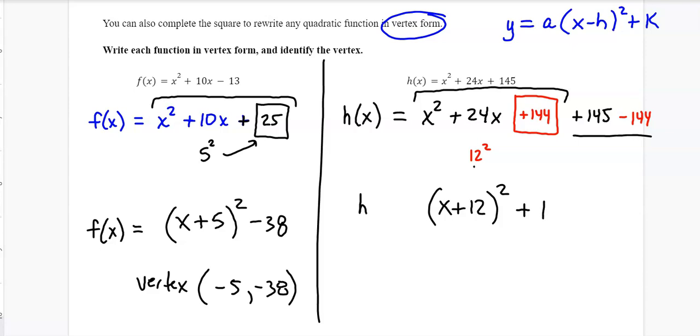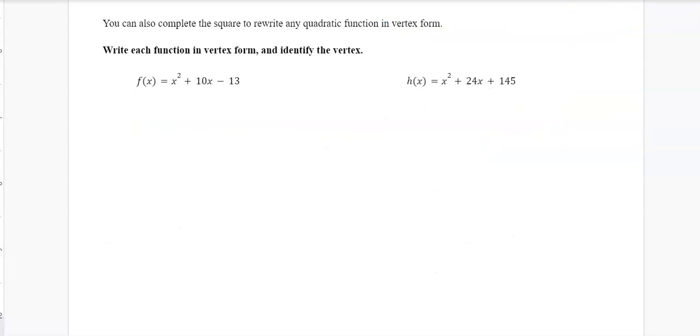And now we have a nice function written in vertex form where the vertex is going to be at negative 12, positive 1. So this would be the vertex. So that's a quick, easy way to convert from standard form into vertex form by using this new method, completing the square.